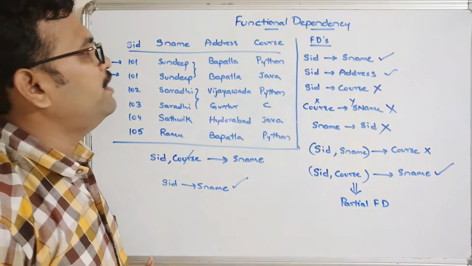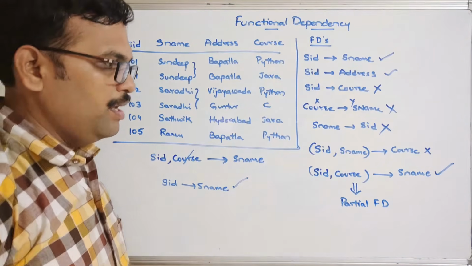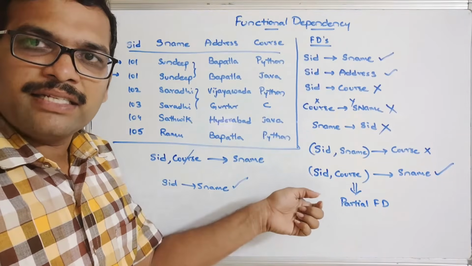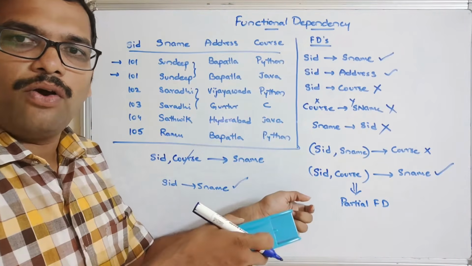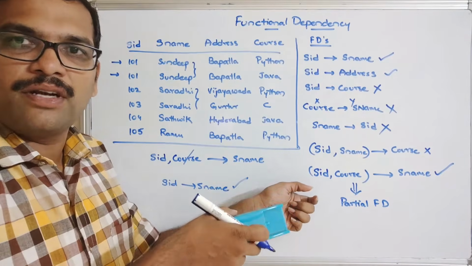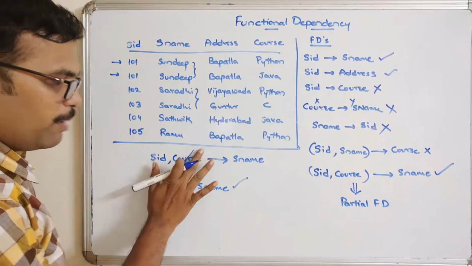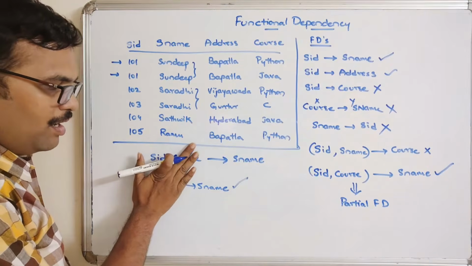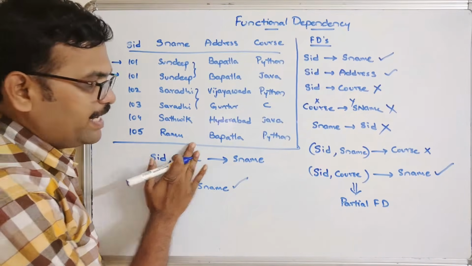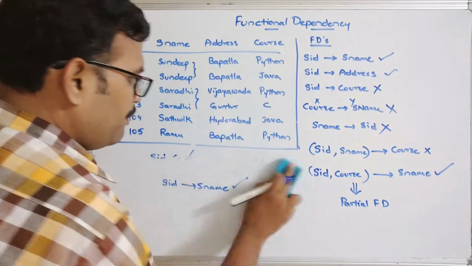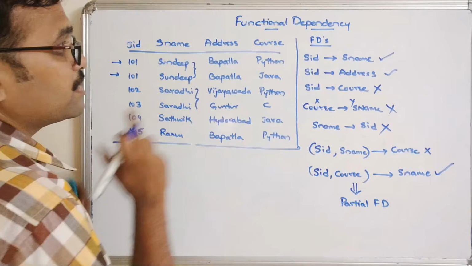Partial functional dependency, right? If you remove any one attribute from the X, and it still obeys the functional dependency, we call it a partial functional dependency. So we are removing course here, and still it is functionally dependent. SID tends to S name, still it is functionally dependent. Now coming to the full functional dependence.